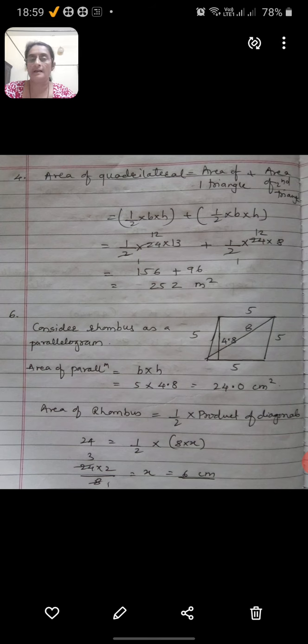So first triangle, half base into height, that is half into 24 into 13, and the other is half into 24 into 8. That gives you 156 for the first triangle and 96 for the second triangle. That is 252 meter square, the area of that quadrilateral. Next, question number 6.